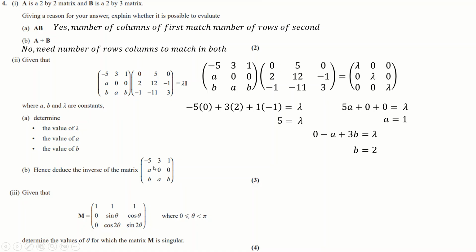Deduce the inverse of this. Now, this times this is lambda I. So therefore, if I just scaled this matrix down by lambda, then I think I would have this times this is just I.